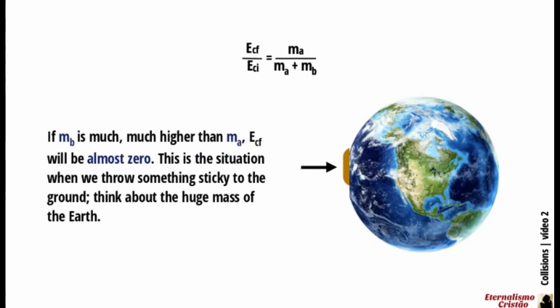If the mass of body B, the pendulum, is much higher than the mass of body A, the bullet, the loss of kinetic energy will be virtually total. This is the situation when we throw something sticky to the ground. Think about the huge mass of the Earth.